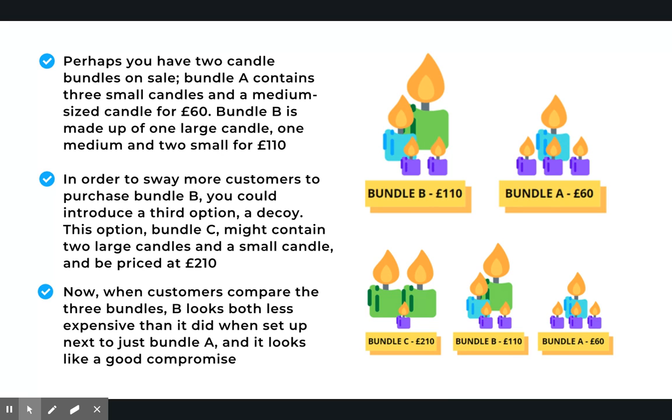In order to sway more customers to purchase Bundle B, you could introduce a third option, a decoy. This option, Bundle C, might contain 2 large candles and a small candle and be priced at £210. Now, when customers compare the 3 bundles, B looks less expensive than it did when set up next to just Bundle A, and it looks like a good compromise.